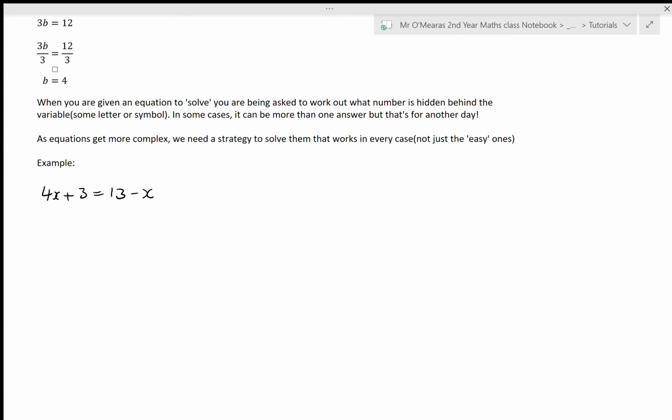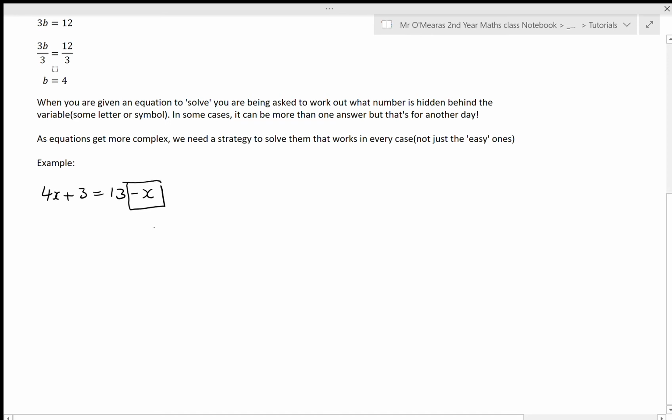To do that, we have to look at how these numbers are connected. So the 4x is fine. The x is on the left hand side already. The minus x over on the right hand side, we want to move that. The 4x is in the right place. We want to move the minus x.